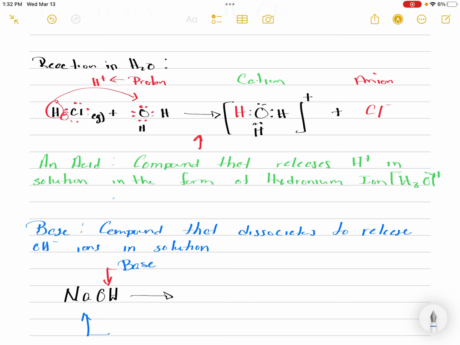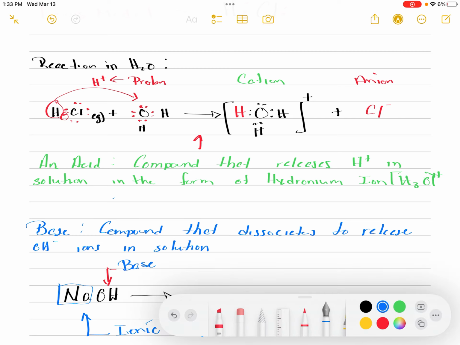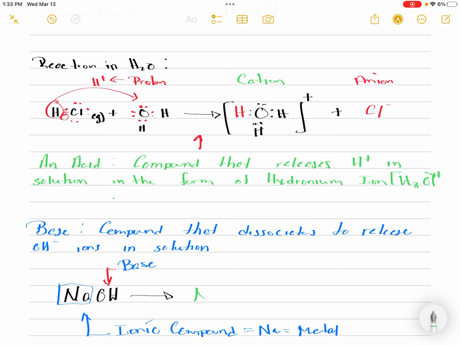Now, pay attention to this compound, because we clearly see that we have a metal. Because we have a metal, NaOH is actually an ionic compound. Why? Because it has a metal. Na is a metal. So in this case, this compound will completely dissociate. It's going to separate into its two separate ions. You're going to form that positive sodium, and you're going to form that negative hydroxide.